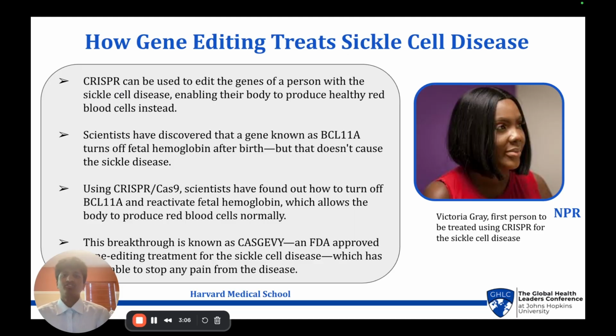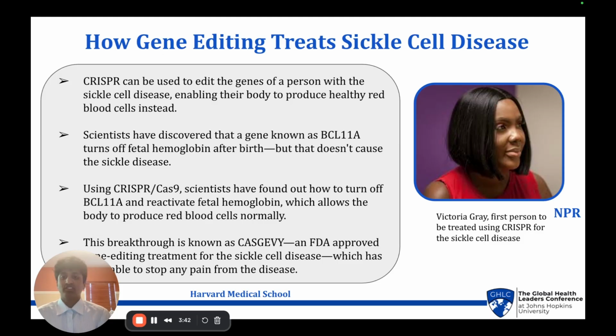So how gene editing treats sickle cell disease. CRISPR can be used to edit the gene of a person with the sickle cell disease, enabling their body to produce healthy red blood cells instead of sickle blood cells. Scientists have discovered that a gene known as the BCL11A turns off fetal hemoglobin after birth, but that doesn't cause the sickle cell disease itself. Using CRISPR and Cas9, scientists have found out how to turn off the BCL11A and reactivate fetal hemoglobin, which allows the body to produce and create red blood cells, which it regularly needs.